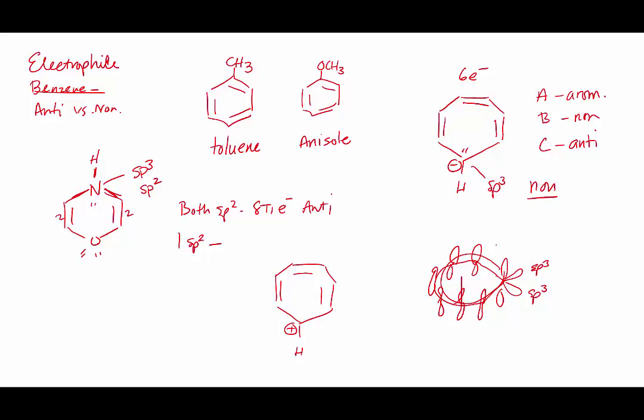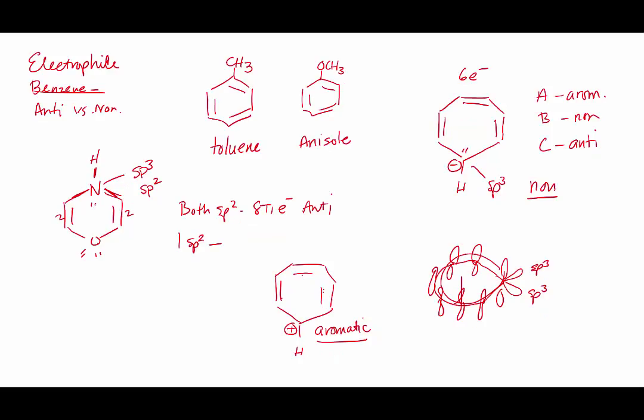So the one with the carbocation is anti, right? No, this one is aromatic. That's the tropylium ion. That is aromatic. Because it's got 2, 4, 6. So all the atoms are in a plane, and it's got 6 total pi electrons. Because the carbocation has nothing to add, but its empty p orbital to make the system complete. That's how it works.